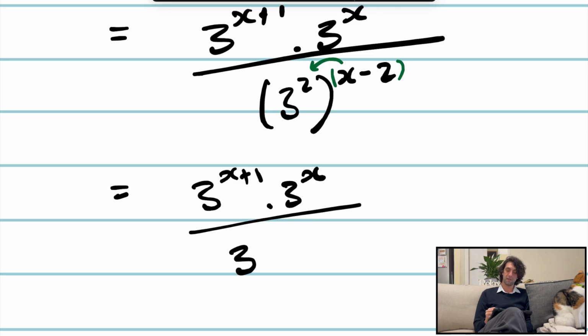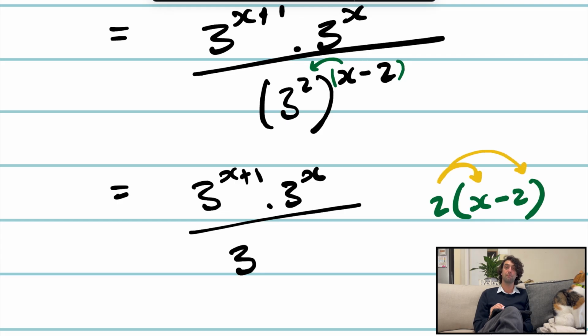Now think about this on the side here. That's 2 multiplied by x minus 2. Okay, using my distributive law, we know that this 2 is going to come in and affect both of those. So what I get is going to be 2x minus 4. So that's 3 to the power of 2x minus 4.